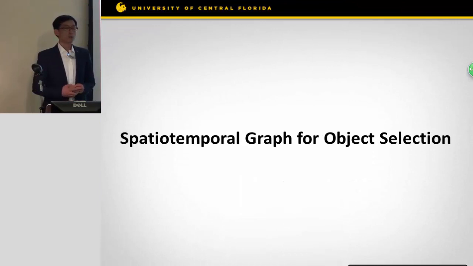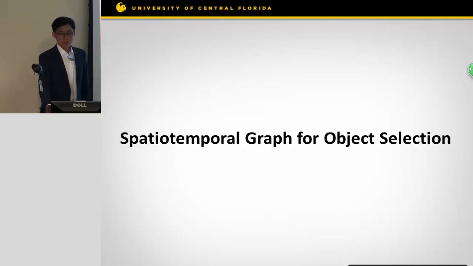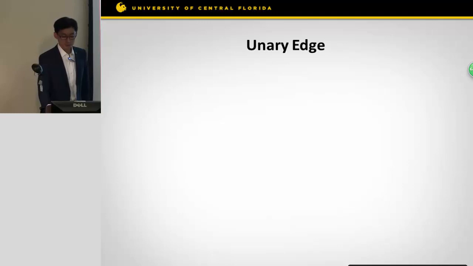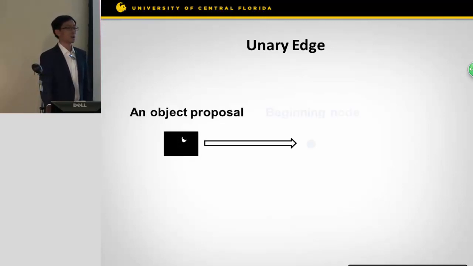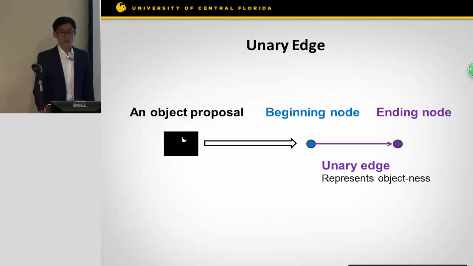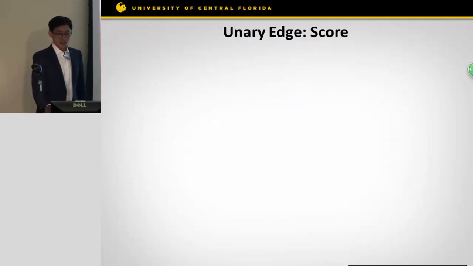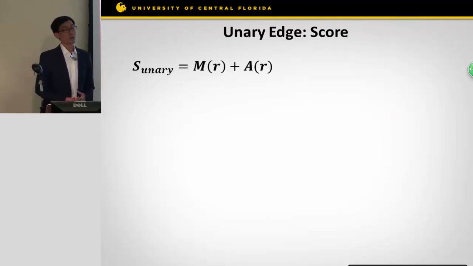Then after we got the object proposals from each video frame, we build the spatial temporal graphs using them in order to get the best object selections from each video frame. In the graph, we have nodes and edges. Actually, we have 2 types of edges, the unary edges and the binary edges. We use 2 nodes to represent one object proposal, a beginning node and an ending node. And we build a unary edge between them to represent the objectness. And for the unary score, we're using the combination of the motion score with the appearance score.